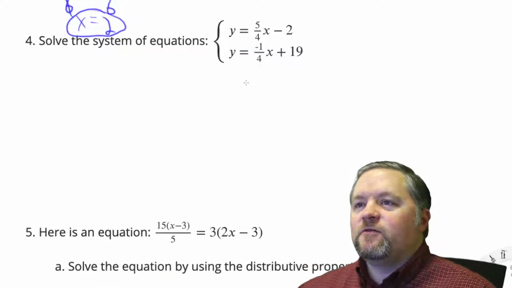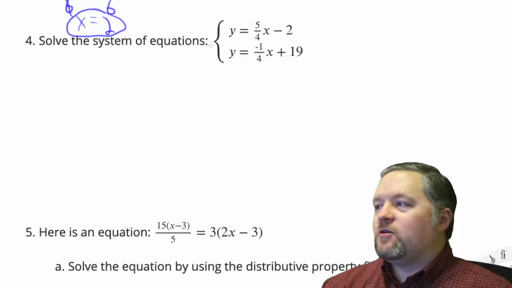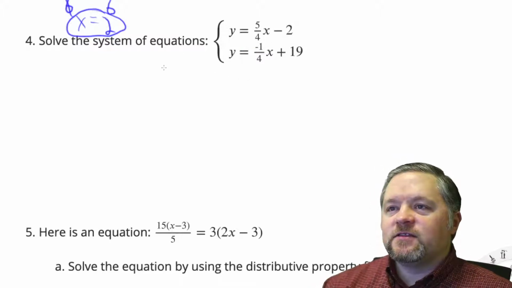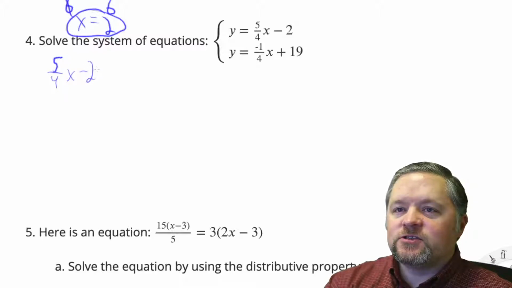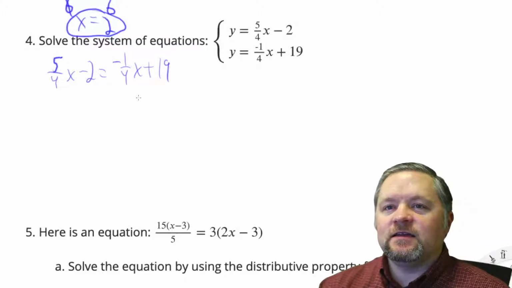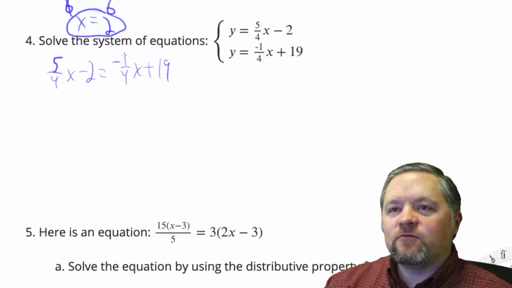Solve the system of equations. Ooh, it's kind of just like the last one. So to find the solution, we have to set the two of them equal to each other. 5/4 x minus 2 equals negative 1/4 x plus 19. I see more x's on the left, so let's get rid of them on the right.